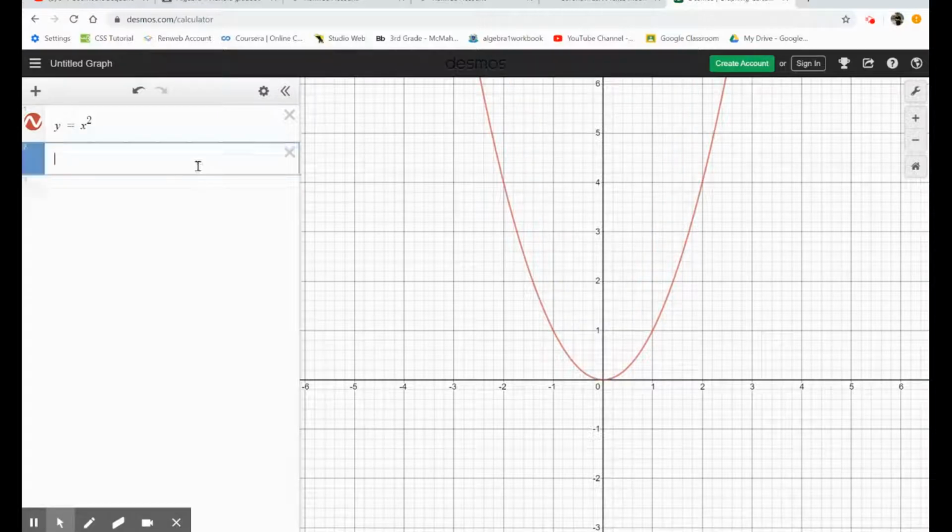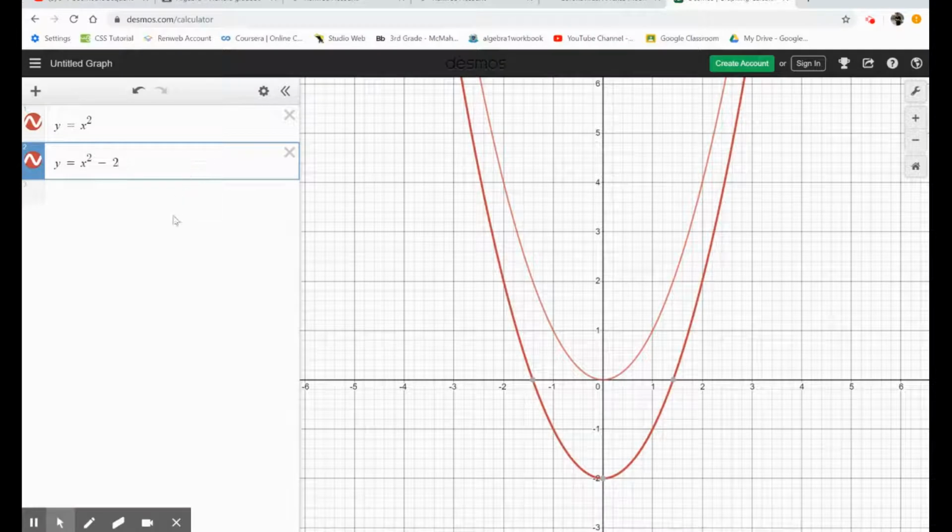Now, I just want to show another concept. What if we took another parabola and we wanted to slide the parabola either up or down? This is called a vertical translation. So let's say we have y equals x squared minus 2. See the graph here? It's the same parabola. It's got the same width. It's not more narrow and it's not wider. It's the same width, but it's shifted down 2 spaces.